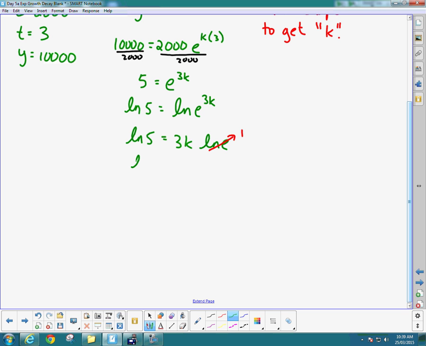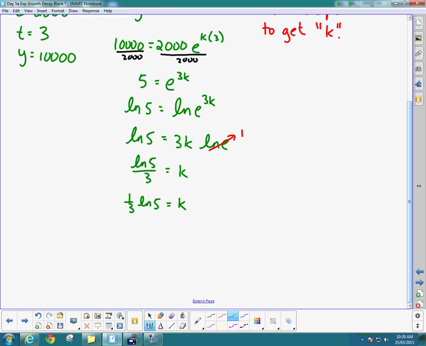Divide both sides by 3. ln 5 divided by 3 equals k. And that is our proportional constant. However, I'm going to write it a little differently. Instead of dividing by 3, I'm going to multiply by 1/3. It just looks a little bit nicer for me.